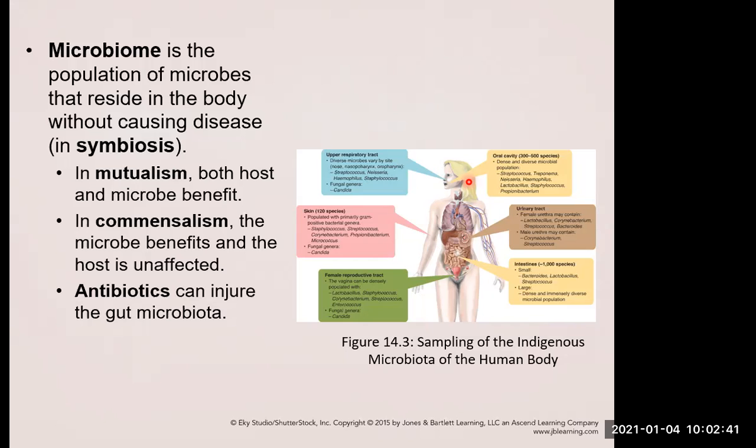And so the gut microbiome, I was reading in your book, they say that some E. coli strains can produce vitamins B and K.